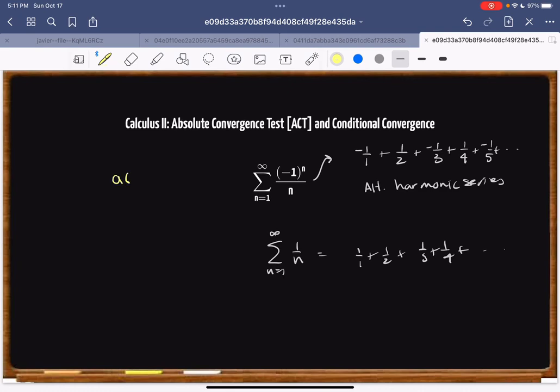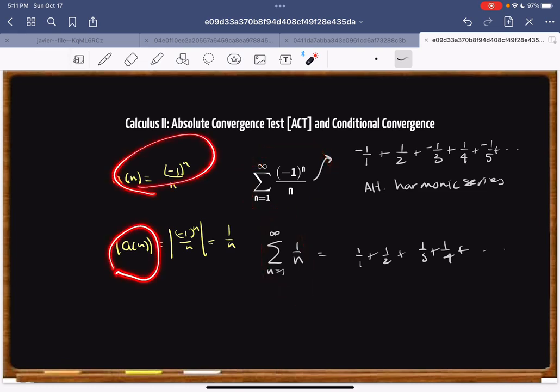So suppose we call a_n (-1)^n/n. So that's my a_n. If I look at the absolute value of a_n, that would be the absolute value of (-1)^n all over n. That would just be 1/n. So the relationship between the alternating harmonic series and the regular harmonic series is that the harmonic series is the absolute value of this one. Absolute value just cleans up all the negatives.